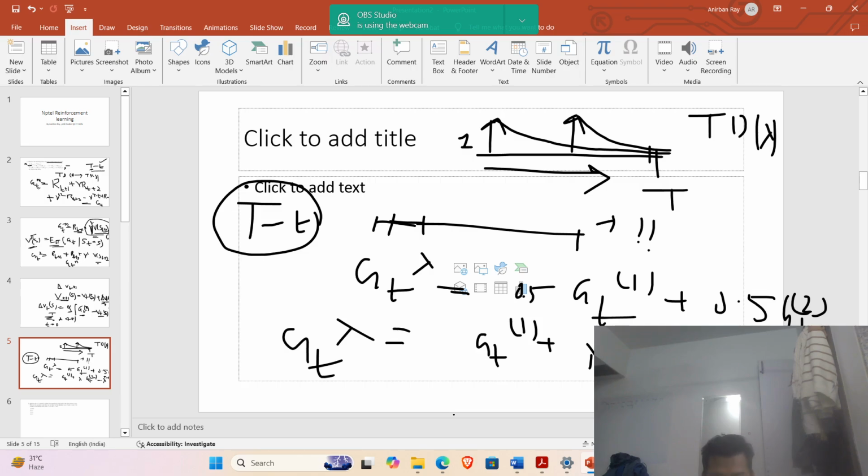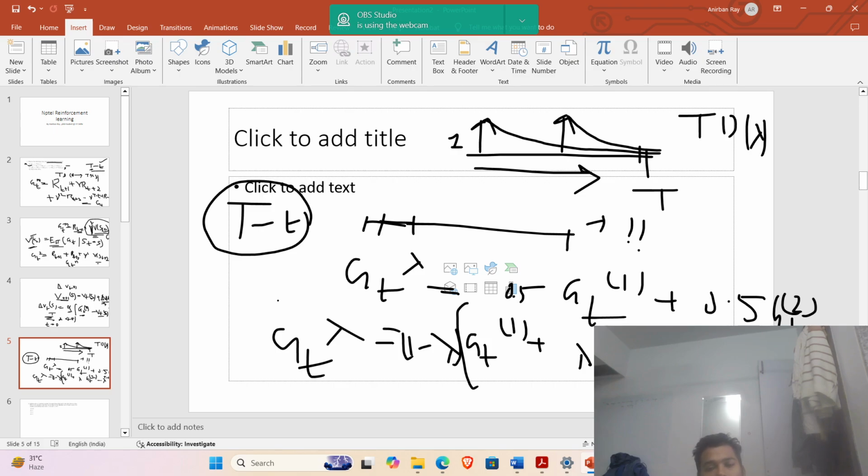Now the thing is that all these coefficients should sum up to what? For that, we multiply the whole thing by 1 minus lambda. How does it work? You take 1 minus lambda common here and sum these. Let's see what we get, up to lambda to the power T minus t minus 1.